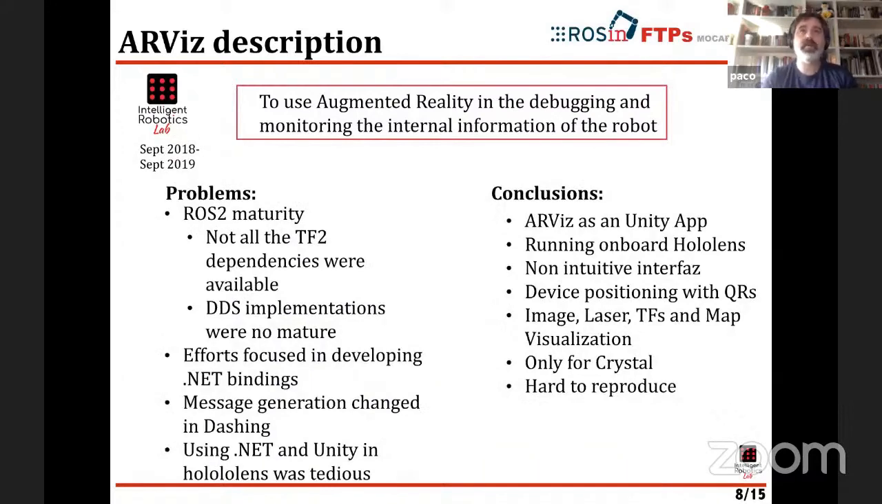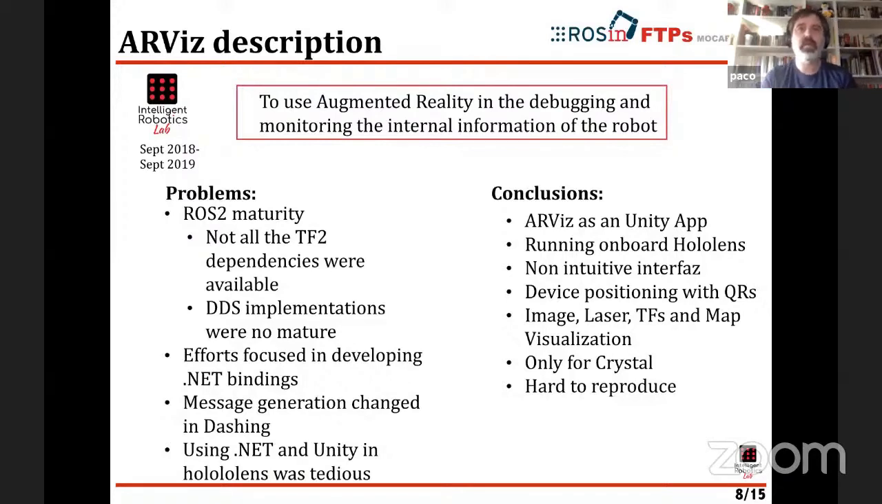We had many problems during the project due to the maturity of ROS 2 at the time. We had to dedicate many resources to completing the .NET binding for ROS 2, and it was not easy to include the ROS 2 and .NET libraries in Unity. Furthermore, the process was quite tedious and it was not the ROS standard in which everything was done in a workspace. It was executed by launching nodes only.